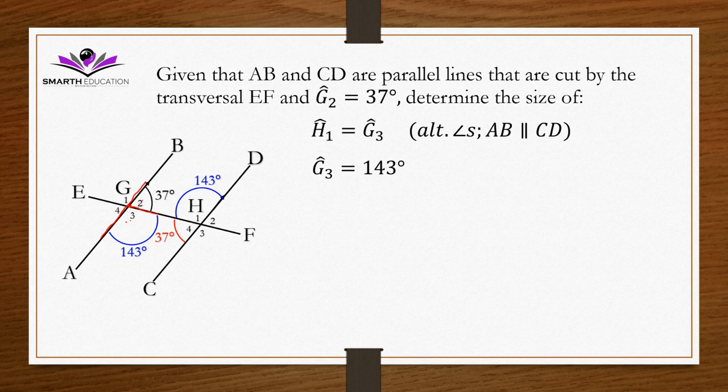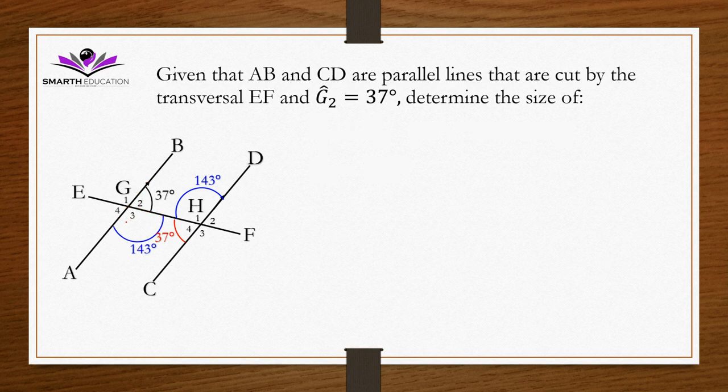Okay, and then let's do the last one, angle H3. What is angle H3? You can use a lot of methods here. If you check angle H3, you can say angle G3 and angle H3 are corresponding angles, so they are equal. Again, you can see that angle H4 and angle H3 are adjacent angles on a straight line, with a common vertex and a common arm.